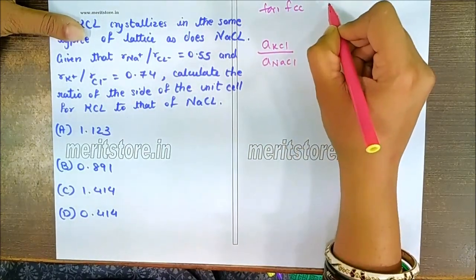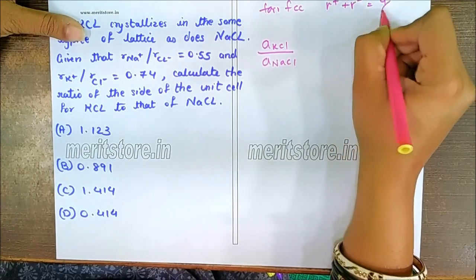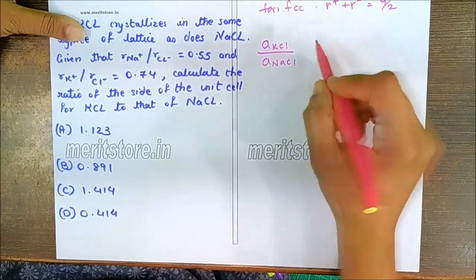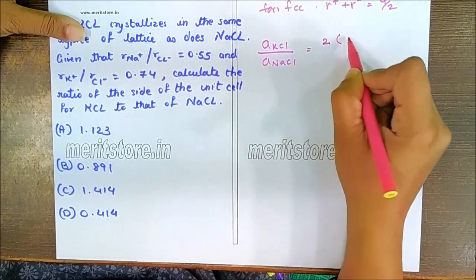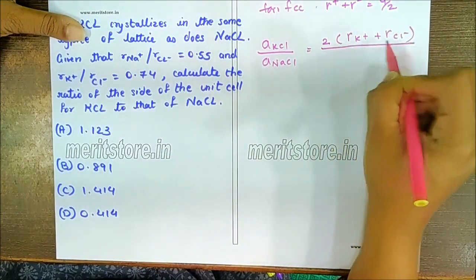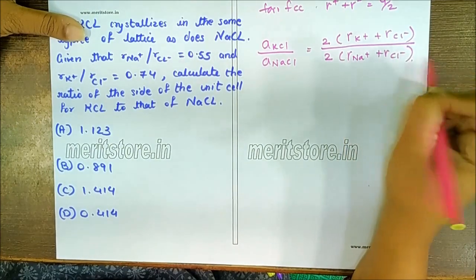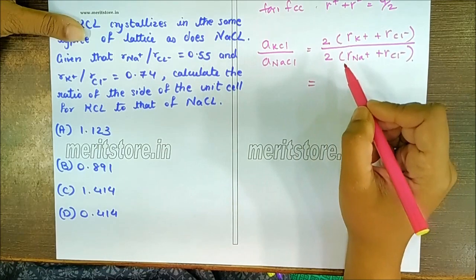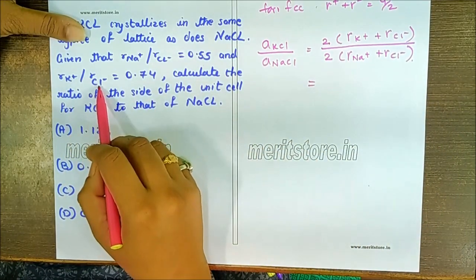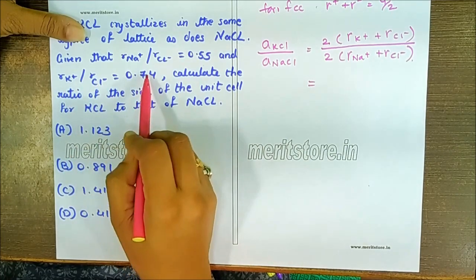For FCC we have the relation r plus plus r minus equals a by 2. So that is nothing but a equals twice into r plus plus r minus. So this is 2 into r of K plus plus r of Cl minus, divided by 2 into r of Na plus plus r of Cl minus. Now here 2 gets cancelled. I have the value of r of K plus upon r of Cl minus, so I am making r of K plus equal to 0.74 into r of Cl minus.